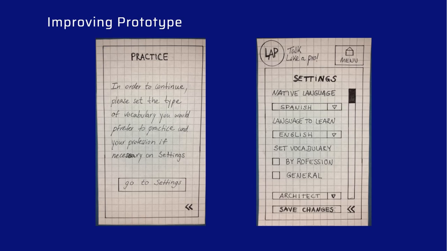I included a clearer explanation for users when they select the option Practice for the first time, in order for them to set a type of vocabulary and a profession if they choose that option. This message includes a button that takes users directly to Settings. Finally, in Settings, as in the other tools except when the user is doing tasks, I included a return button.